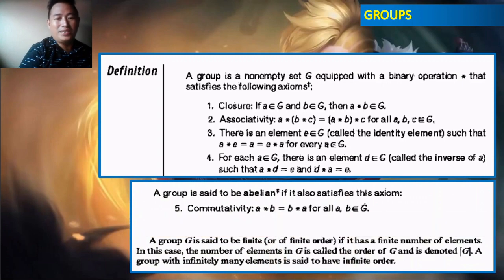So a group is said to be abelian. This is for the abelian group. Our group is abelian if it satisfies the commutativity property: A star B is equal to B star A for all A, B element in G.